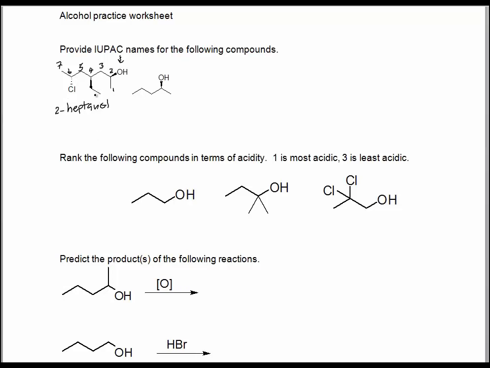And then we have to identify the substituents. Don't get confused by this methyl group. It is not a substituent. It is part of the main chain. It is the first carbon of the main chain. Looks like we have 4-ethyl and 6-chloro. So we can write that out in alphabetical order: 6-chloro, 4-ethyl, 2-heptanol.